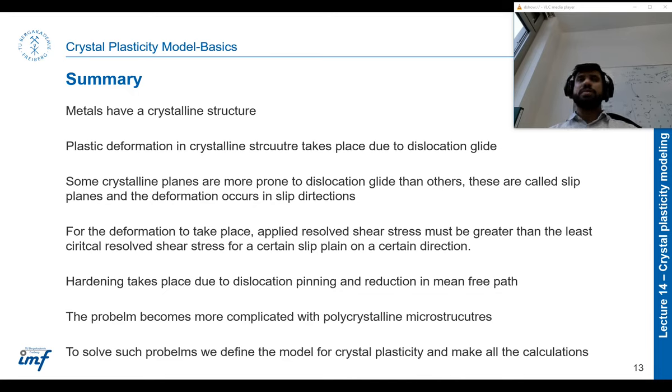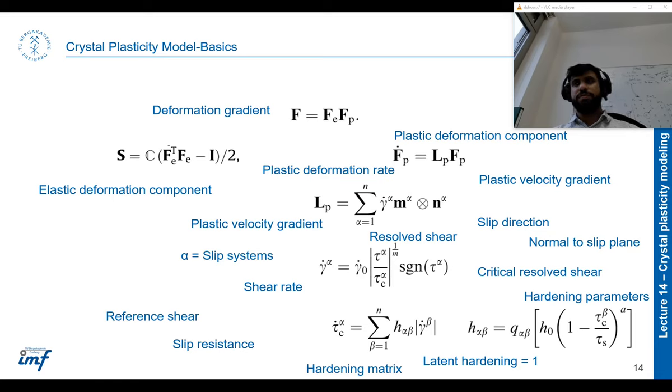So that would mean that every grain is differently oriented, and there are different slip planes activated with the applied load, and some are high and some are low, and then they move, and the orientation of the material grain changes, and based on that, then for the further applied load, it behaves differently. To solve such a complicated problem, we define a model for crystal plasticity and make all the calculations instead of doing them by hand, because that is just very difficult.